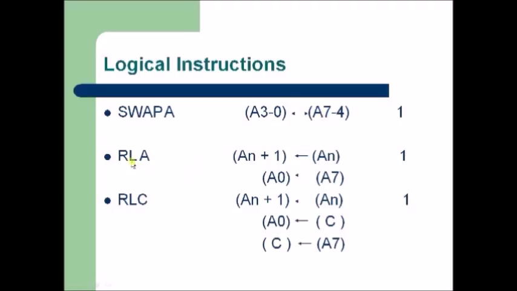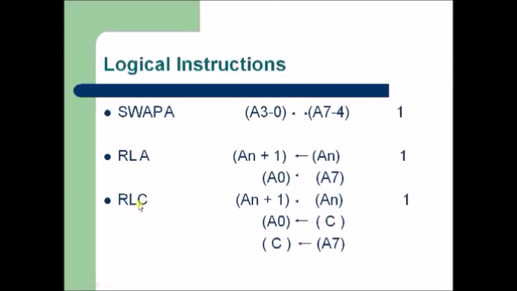Okay, and RL A, rotate left A, which is nothing but An is copied into An+1, and A7 is copied into A0. So here it forms a rotate operation, which is nothing but if this n is 0, then A0 will be shifted to A1, and A1 will be shifted to A2. A2 will be shifted to A3, A3 will be shifted to A4, A4 will be shifted to A5, A5 to A6, and A7 is again shifted to A0. This is what is meant by a rotate operation.